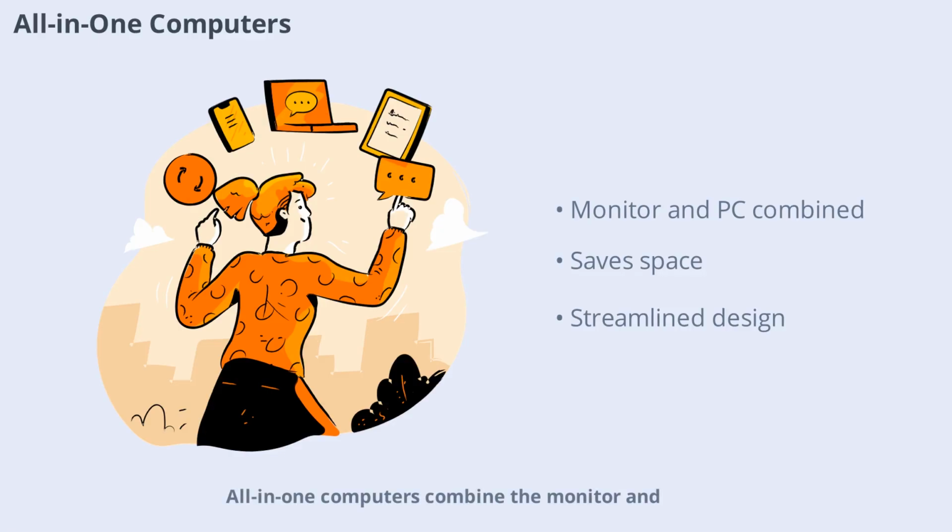All-in-one computers combine the monitor and computer components into a single unit. They save space and reduce cable clutter, making them popular for home and office use. While not as upgradable as desktops, they offer a clean, streamlined look. Next, let's look at tablets and how they differ from traditional computers.